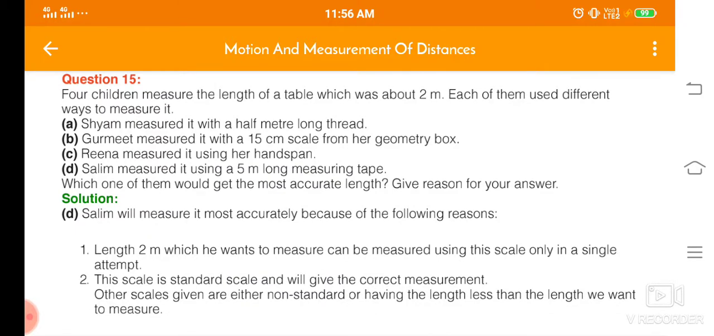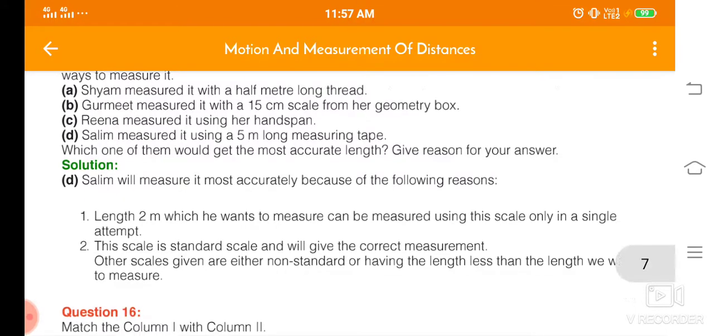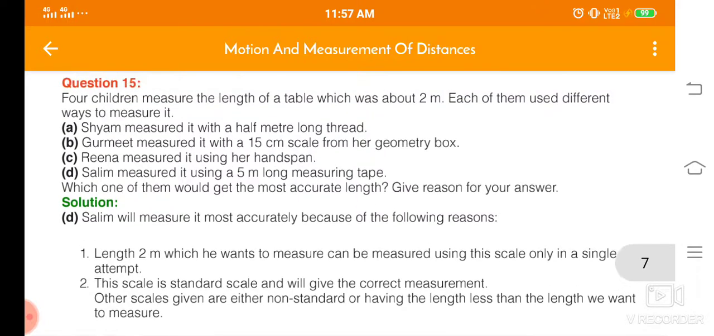Answer is D. Salim will measure it most accurately because of the following reason. Length 2 meter which he wants to measure can be measured using this scale only in a single attempt. Second, this scale is a standard scale and will give the correct measurement. Other scales given are either non-standard or having the length less than the length we want to measure.